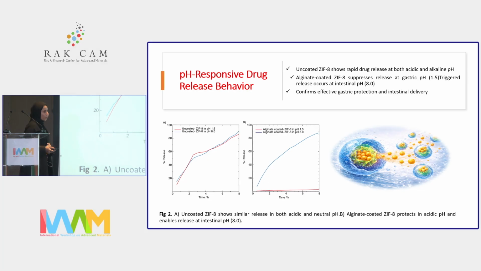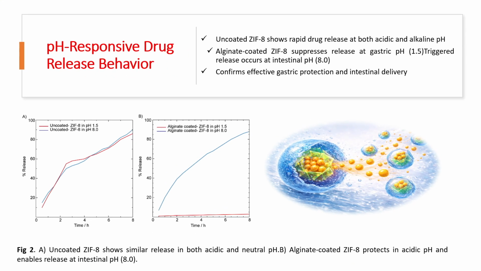And now let me share with you the drug release study. We notice that when we have the uncoated formulation, without sodium alginate, the drug will be released in acidic and basic condition. While when we have the sodium alginate, as you see here, we have low release of the drug at acidic medium, which is in the stomach, but we have controlled release in the basic condition, where the target area is.